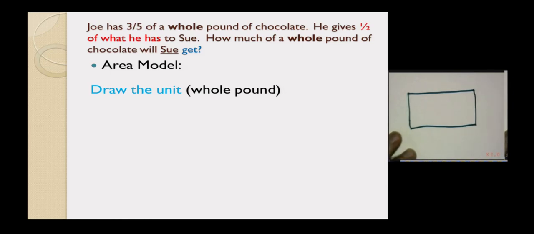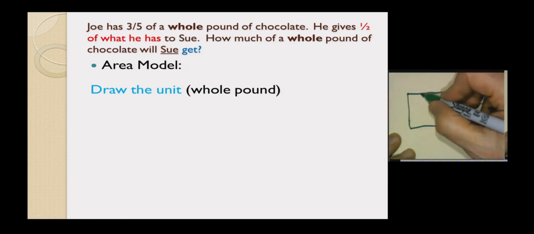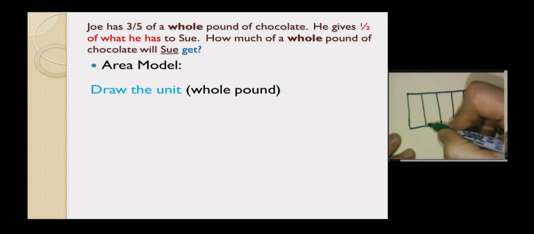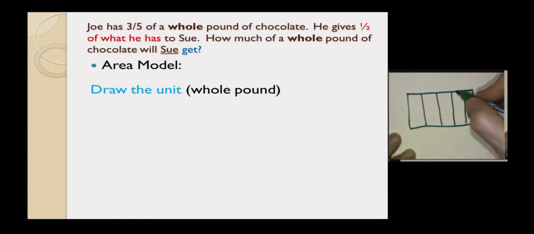And Joe has 3/5 of a whole pound, so we're going to divide this up into 5 equal pieces. And notice that Joe only has 3 of those. So Joe does not have any chocolate out here. This part is invisible. It's just showing what the rest of the whole would look like. We only have this much chocolate. And then what we're doing is giving a half of what he has to Sue. So how do you take a half of anything? You divide it into 2 equal pieces and focus on one of them.